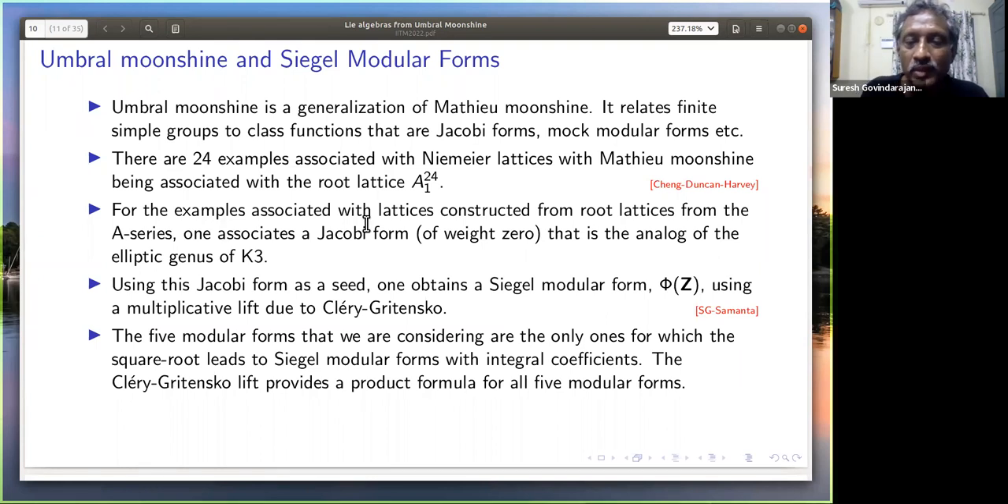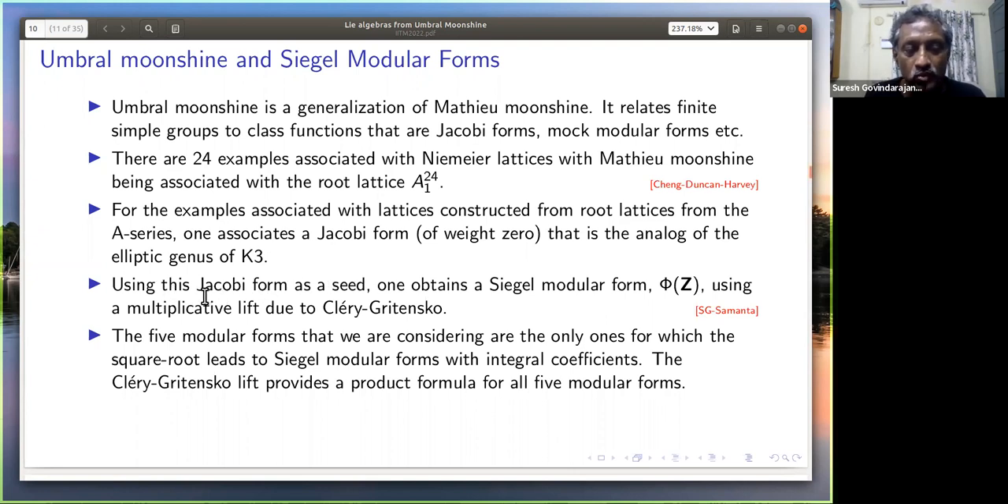And Mathieu moonshine is associated with 24 copies of the A1 root lattice. For the examples associated with lattices constructed from root lattices of the A series, it is very clear: one associates a Jacobi form of weight 0, that is the analog of the elliptic genus of K3. So Mathieu moonshine appeared in the context of the elliptic genus of K3, and that will be our first example.